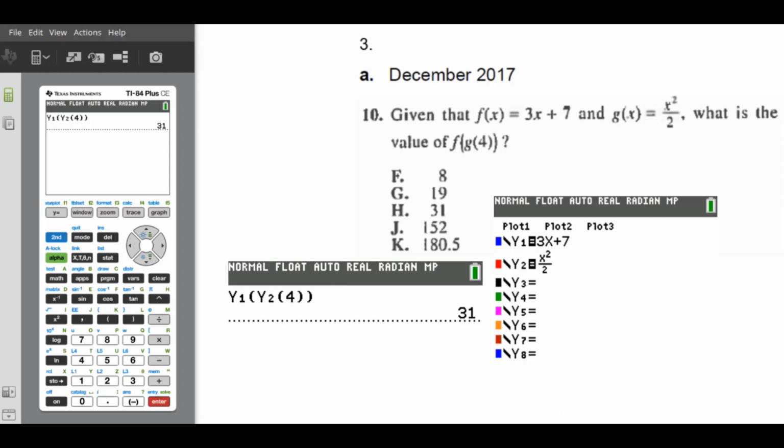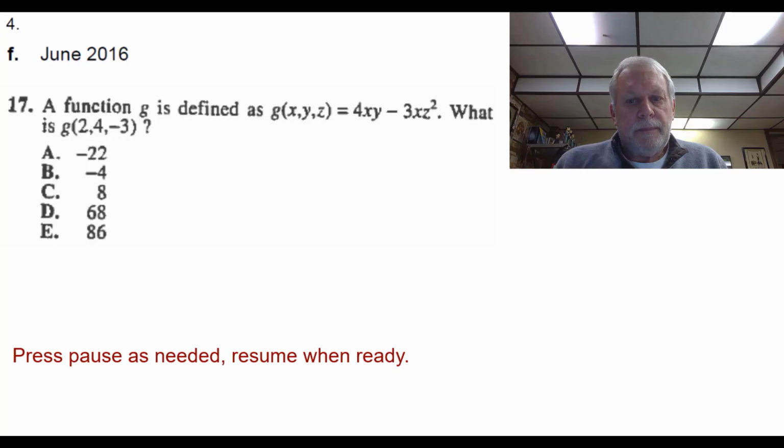Press pause as needed. This is number 4. Go ahead and do this problem. If you can do it more than one way, that would be great. Press pause to do so. Resume when you're ready to see the answer.